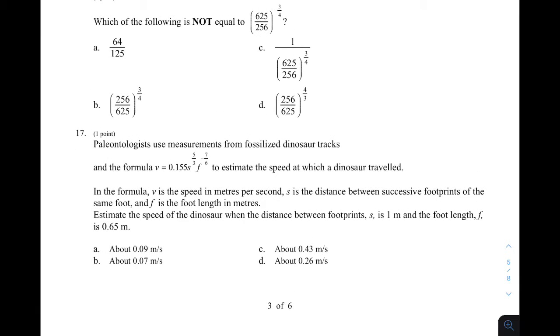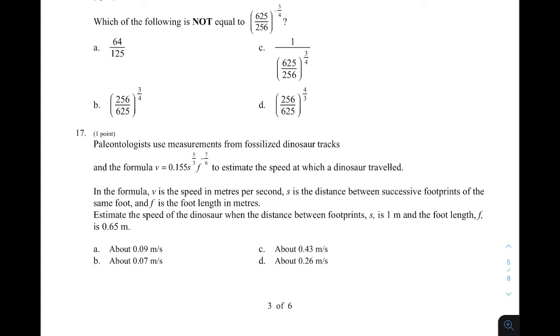Question 16 asks which of the following is not equal to 625 over 256 to the power of -3/4. And that one asks you to check all of them, right? Well, 3 of them are going to be equal, and 1 of them won't. So 625 over 256 to the power of -3/4.